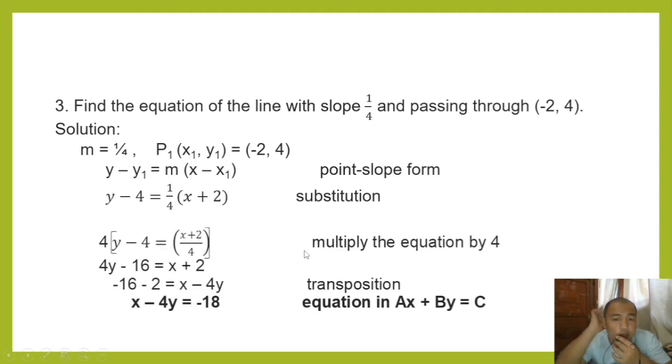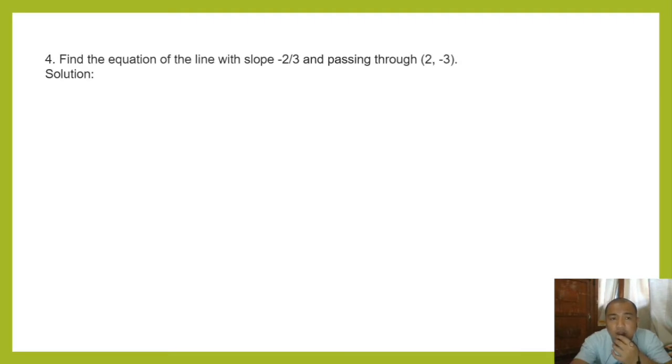Then we multiply the equation by 4. 4 times y minus 4 is 4y minus 16. And 4 times quantity x plus 2 over 4, which is also equal to 1/4 times x plus 2. So cancel the 4, so still x plus 2. Then transpose 4y, we have x minus 4y. Transpose positive 2, we have negative 16 minus 2. So therefore the equation in the form ax plus by equals c is x minus 4y equals negative 18. Okay, I hope you can follow. Let's proceed to the next.